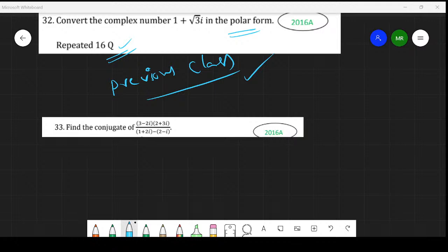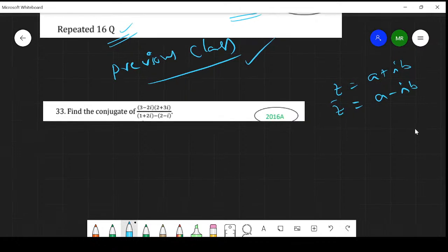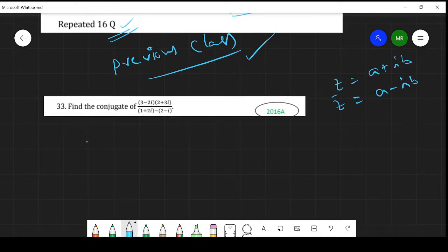Now, see this, find the conjugate of (3 minus 2i)(2 plus 3i) by (1 plus 2i) minus (2 minus i). Be careful, conjugate. Remember, when z equal to a plus ib, z bar is called conjugate. So conjugate will be a minus ib form. Change the sign of imaginary part, that is called conjugate. First you simplify, express in the form a plus ib, then we will find out the conjugate.